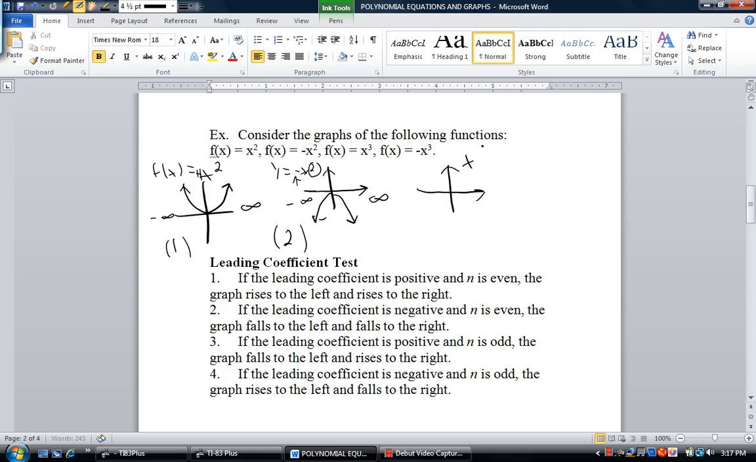Now let's look at x cubed. And it looks something like this.